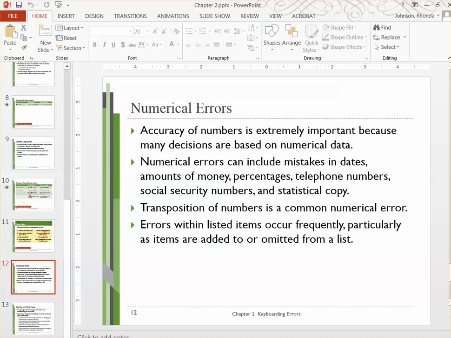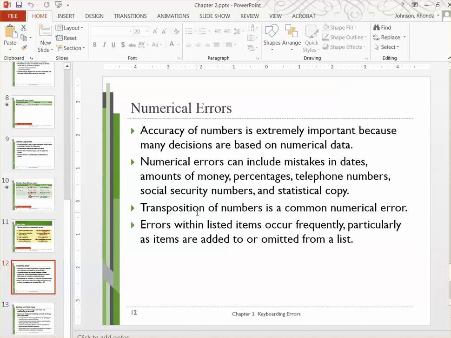So numerical errors can include a mistake in a date. It could be the wrong amount of money being represented. It could be the wrong percentage. It could be bad telephone numbers. Wow, that is not good, especially if it's customers. Social security numbers, statistical copies.